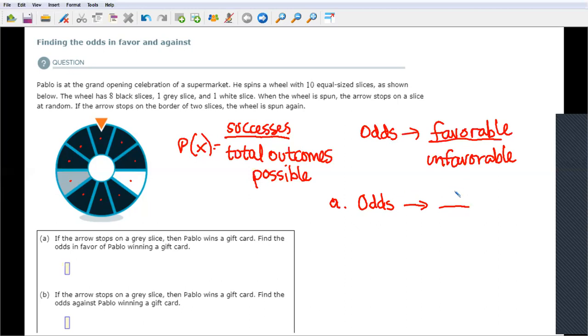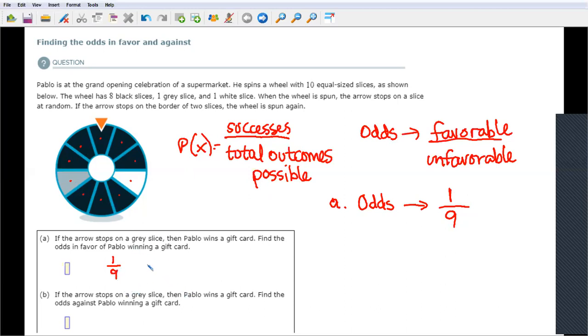So there's 1 slice that he could win with. That's this 1 gray slice here. The other 9 slices are all unfavorable outcomes. So that means that his odds of winning a gift card are 1 in 9.